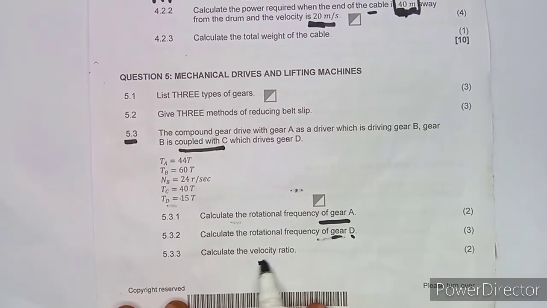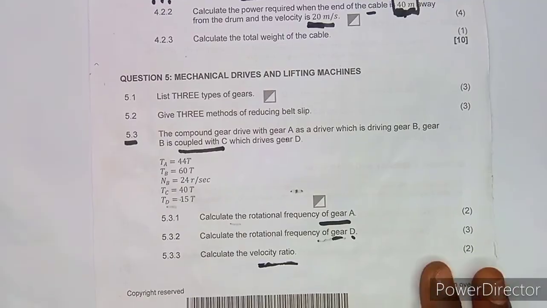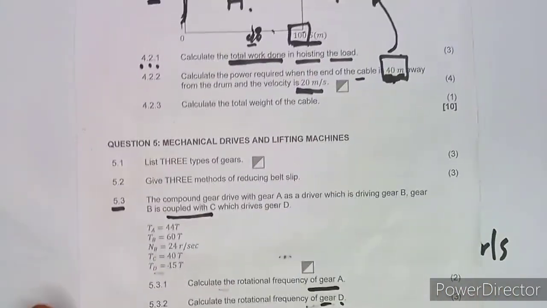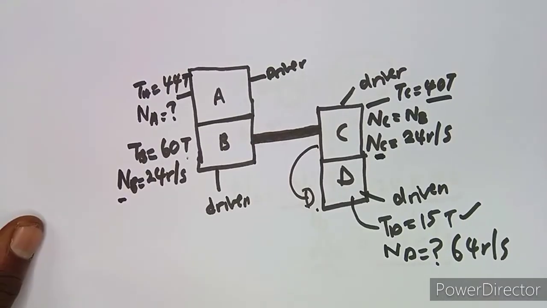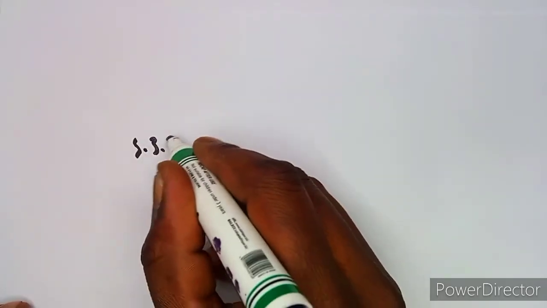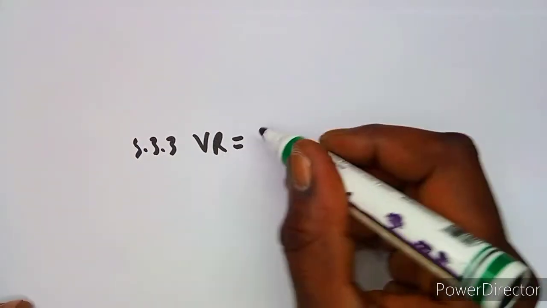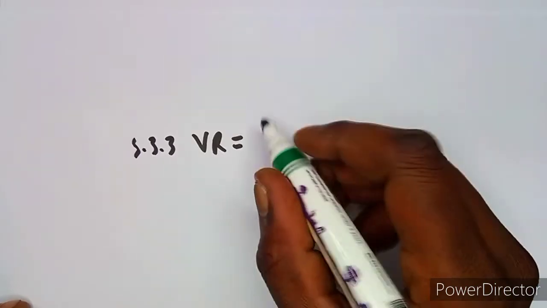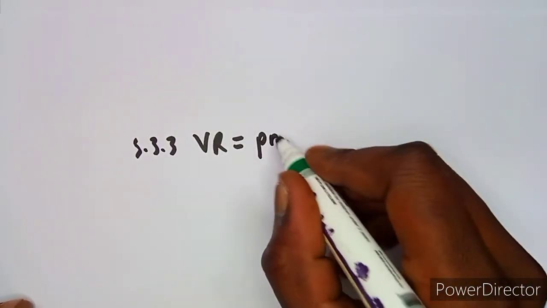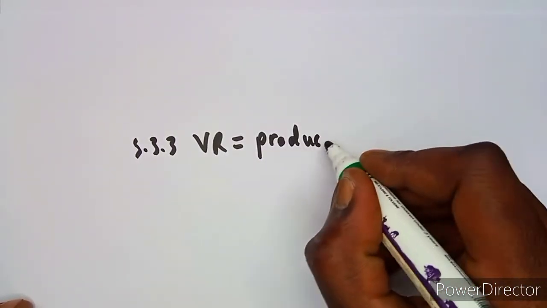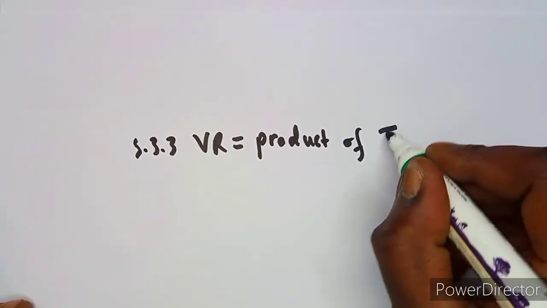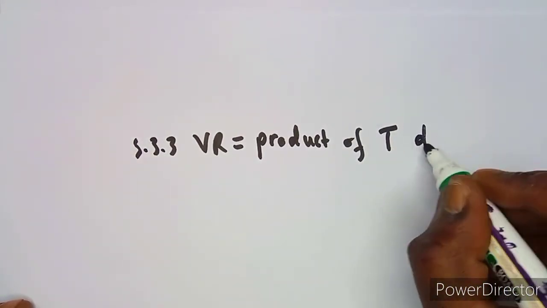Calculate the velocity ratio. Okay, so you know that the velocity ratio can be calculated in two different ways. I've talked about this before. So remember, we say that the velocity ratio, this is 5.33 if I'm not mistaken, is equivalent to the product of T, let me just write this, the product of T that is on the drivers.